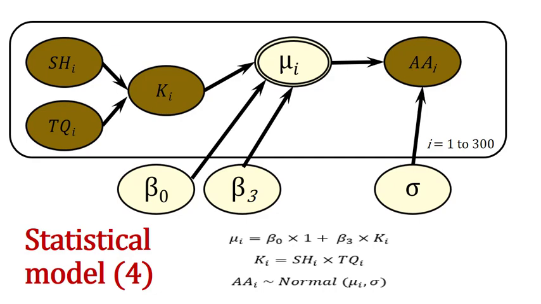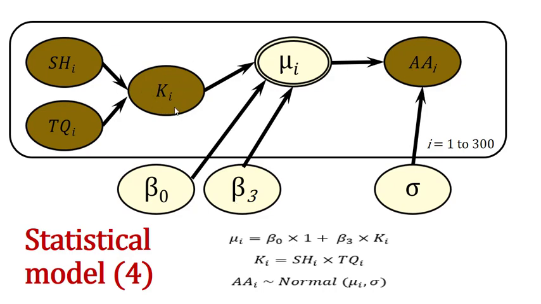Now model 4, it has a different structure. Basically Ki, we are going to obtain 300 values of K, which is knowledge, and they are obtained by multiplying study hours and teaching quality, and knowledge will be a new variable. And as we have in the formula, we have a beta 0 that is going to be part of the model, and beta 3. So beta 1 and 2 are not used here, and both beta 0 and beta 3 are free to vary.